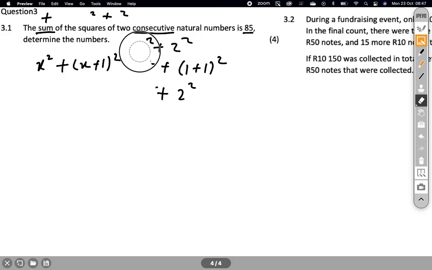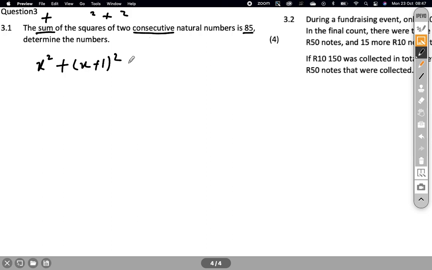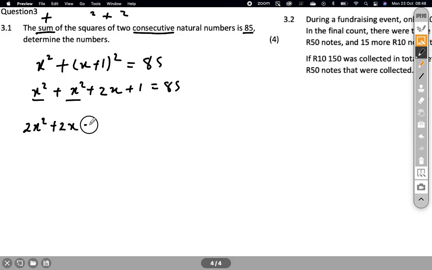So let's determine the numbers. Okay, and they said it gives us 85. So this is going to be x squared plus x squared plus 2x plus 1 equals 85. Then we add like terms: 2x squared plus 2x plus 1 minus 85 equals 0. So now you can see we have our quadratic minus 84. Then we can divide throughout by 2.